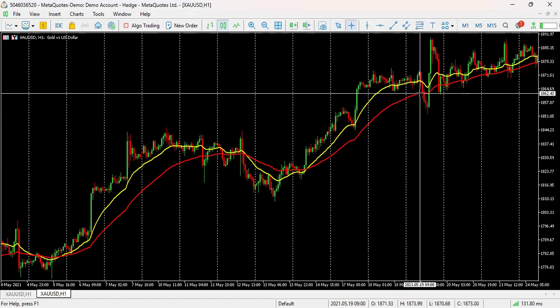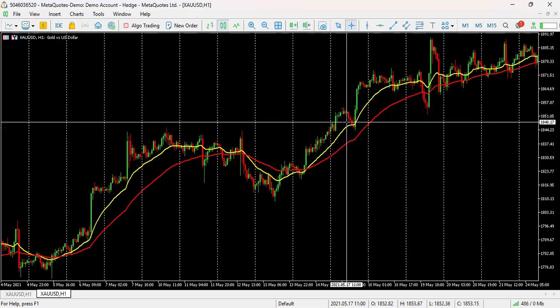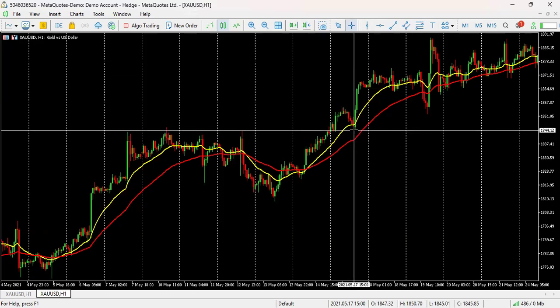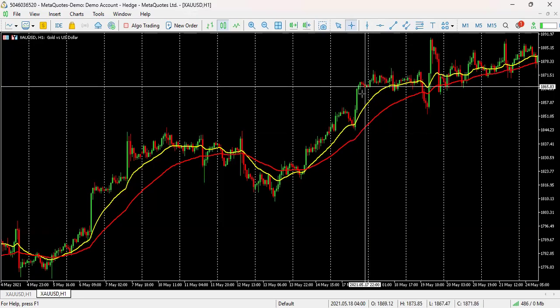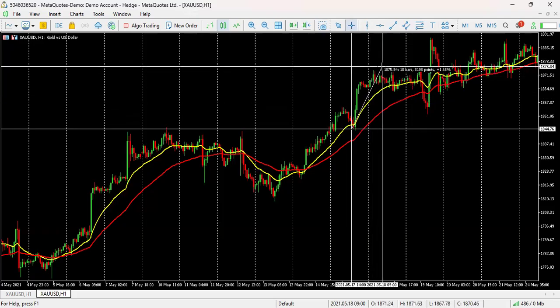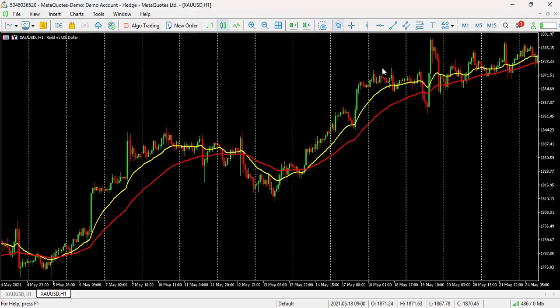It doesn't close under the moving average, so you can get in here. But what do you use to dictate your lot size? It's the previous extreme low and the previous extreme high, whatever the pip amount is. So from the low to this high, that's 300. Let's call it 300 pips.